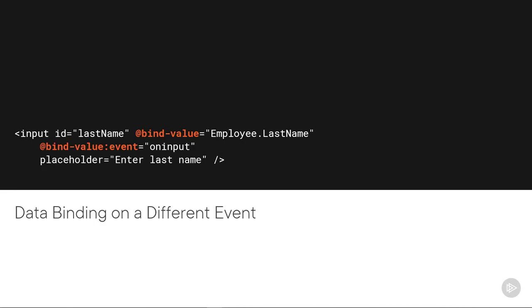If we, for example, want to update the value while the user is typing, we can add the @bind:event and specify the event we want to trigger the data binding on. The result of the code you see here is that every time the user will type a character, the property value will be updated.